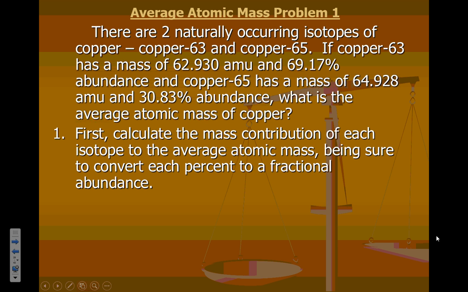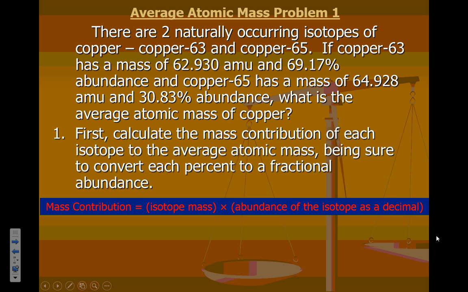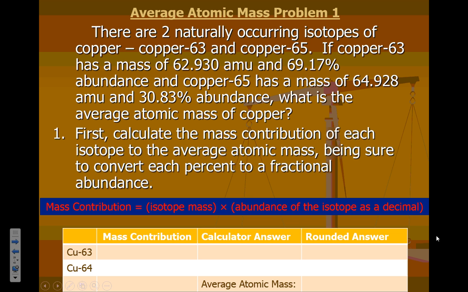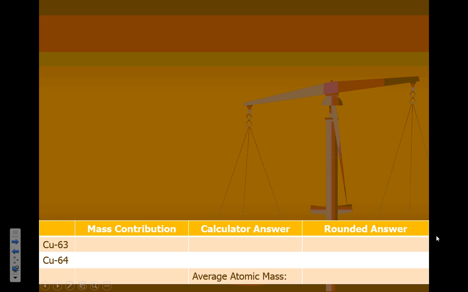Now, first we're going to calculate the mass contribution of each isotope, and you need to watch your sig figs when you do that. Be sure to convert each percent to a fractional abundance, so that means divide by 100. You're going to get your calculator answer, and then we're going to get a rounded answer. Remember, what we're finding is our mass contribution: the mass of the isotope times the abundance of the isotope as a decimal. If we look at our table down at the bottom, which we're going to use consistently with these types of problems, we organize our information in a way that makes sense.